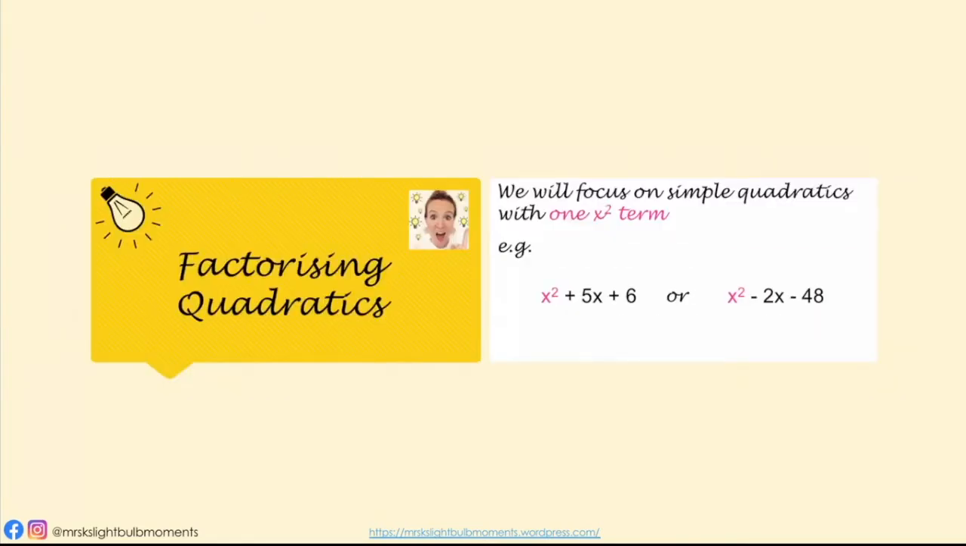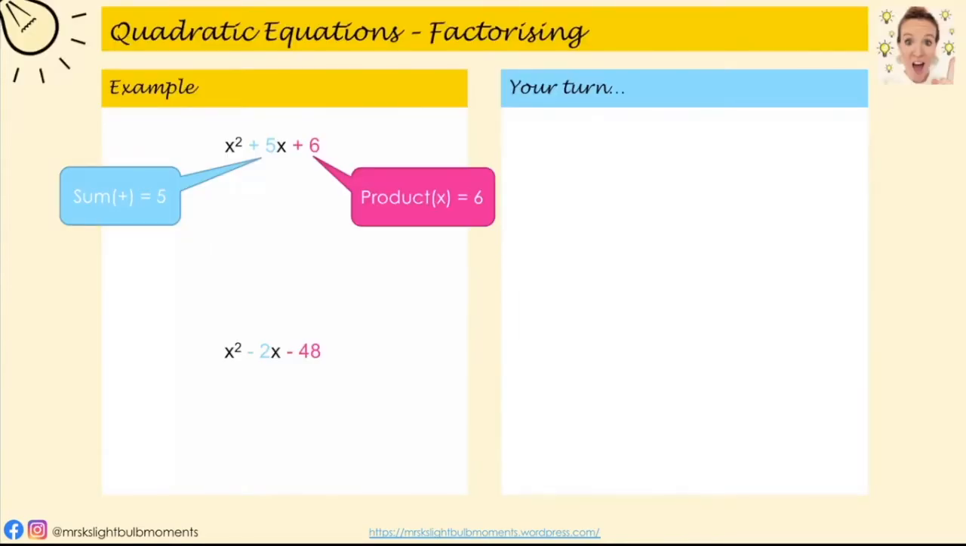So first things first, factorising quadratics with one x squared term. If you see these two examples, they've both got just one x squared right at the beginning there. This is your most simple kind. So when we've got these ones, we look at the middle term. That's the coefficient in front of the x, and that's our sum, just like the starter questions here. And the last number, that just coefficient on its own, the plus 6, is our product.